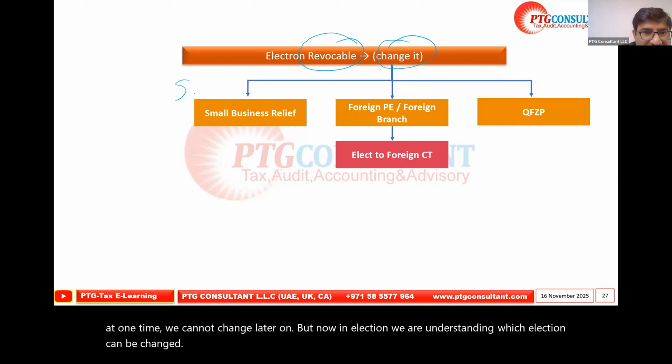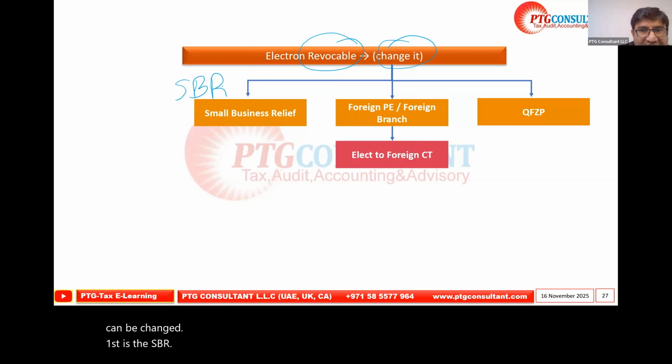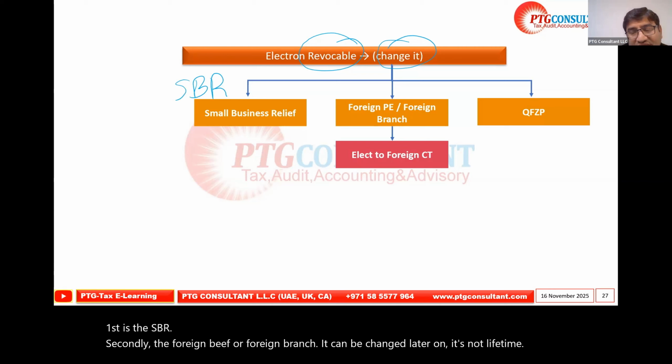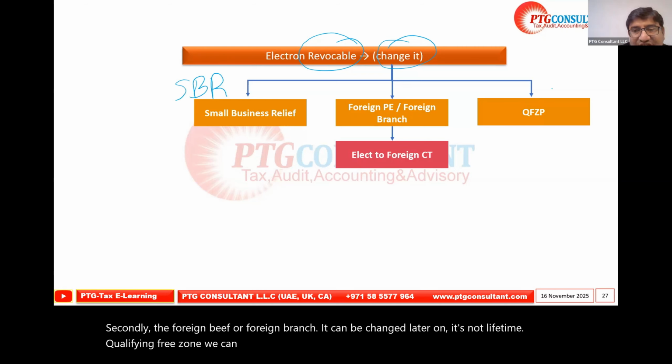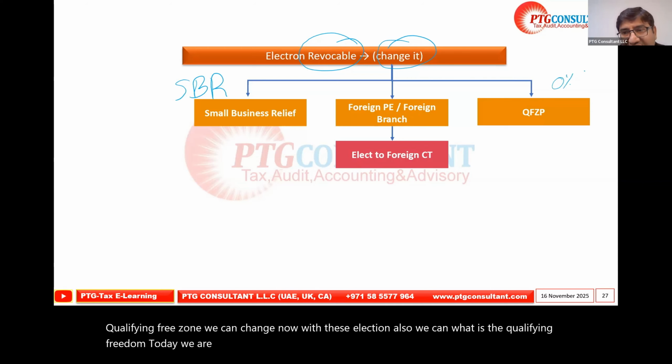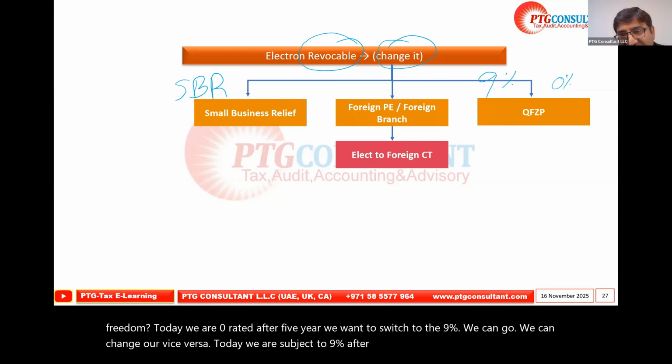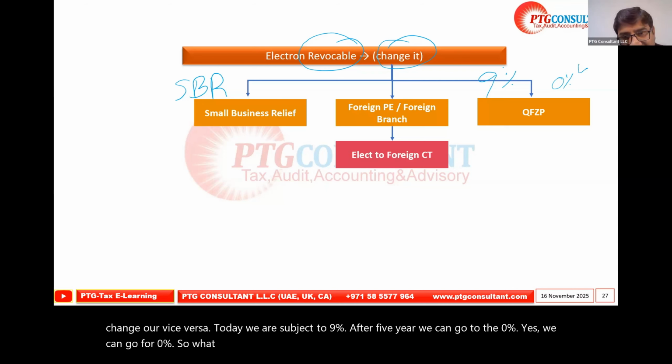First is SBR. Second is the foreign PE or foreign branch. It can be changed later on. It's not lifetime. Qualifying free zone, we can change. Now with these elections also we can. What is the qualifying free zone? Today we are zero rated. After 5 years, if we want to switch to 9%, we can change, or vice versa. Today we are subject to 9%. After 5 years, we can go to 0%. Yes, we can go for 0%. So what does it mean? The election is revocable.